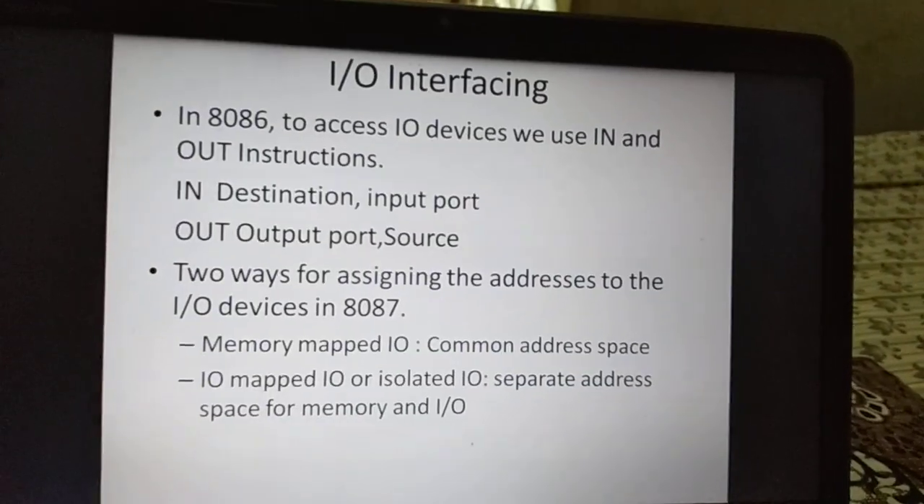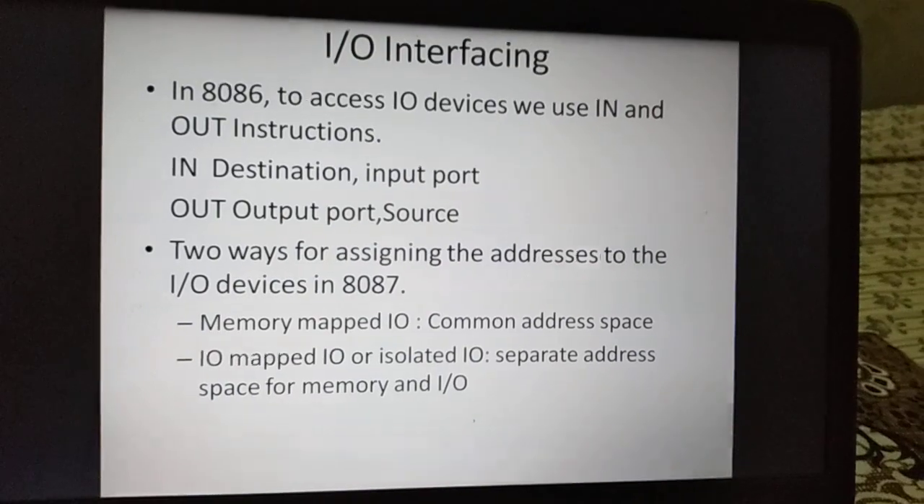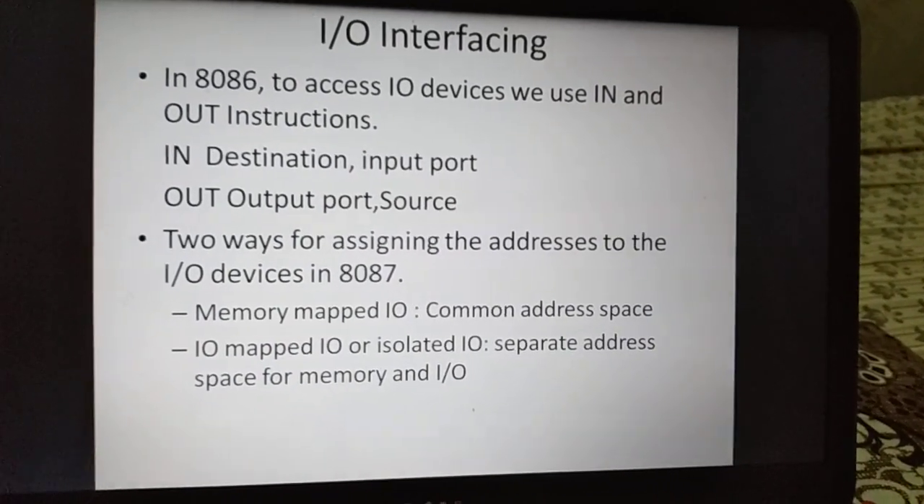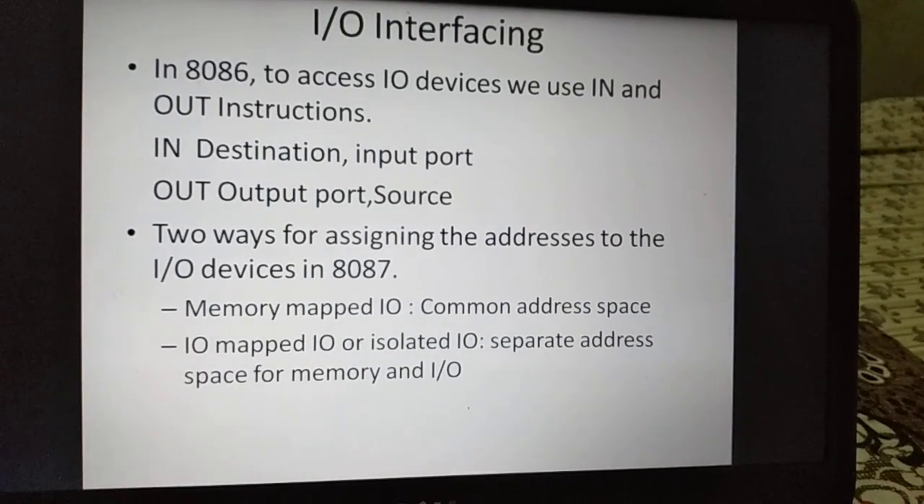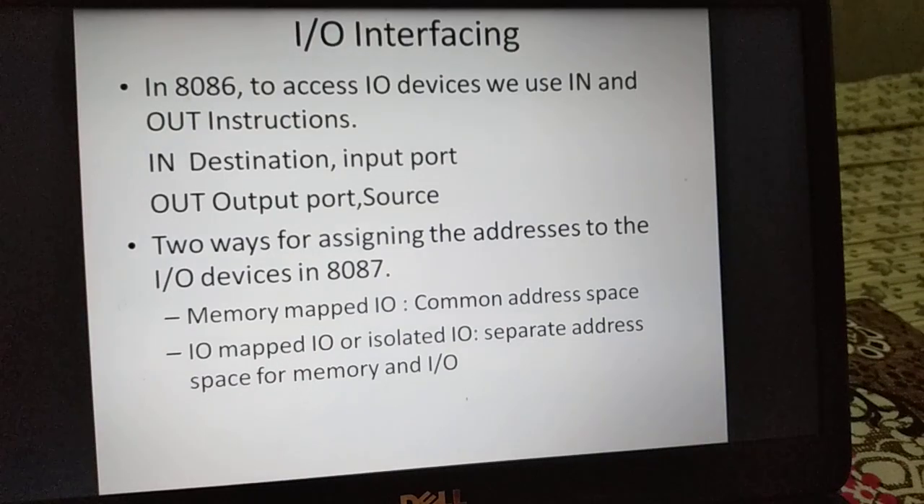The topic is I/O interfacing. Under I/O interfacing, we'll discuss how the various input and output devices are connected to the microprocessor. In 8086, I/O devices are accessed using two I/O instructions. One is IN and the other one is OUT.